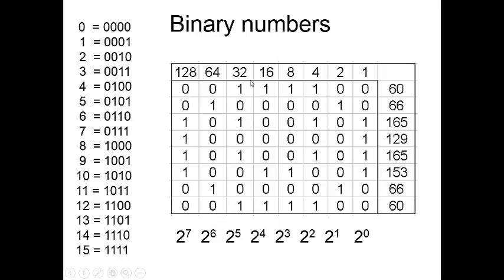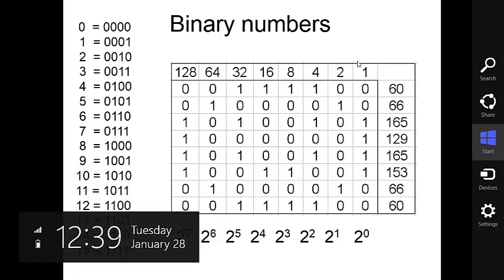I've got some examples here up on the screen. So 60 is going to be 4 plus 8 plus 16 plus 32, and that equals 60. So I can work out that that is 60. 66, on the other hand, is interesting because it's just 2 and then 64.